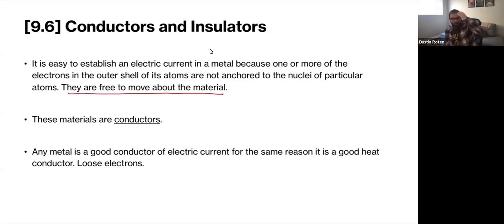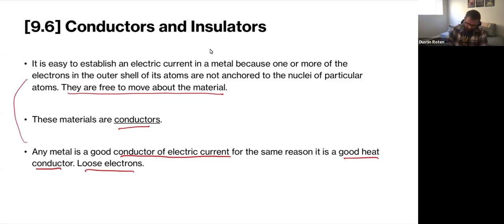And there is a name for when you have a type of metal that has all these free electrons that can move around. That's called a conductor. And any metal that is a good conductor of electric current is also a good conductor of heat, and that is for the same reason. So good conductor of electric current, good heat conductor, and that is because of the loose electrons that we just talked about up here.